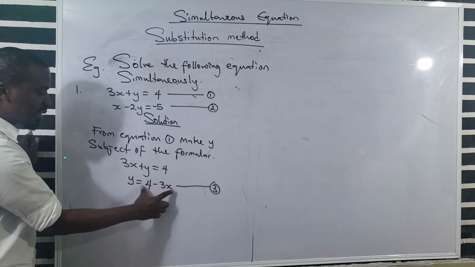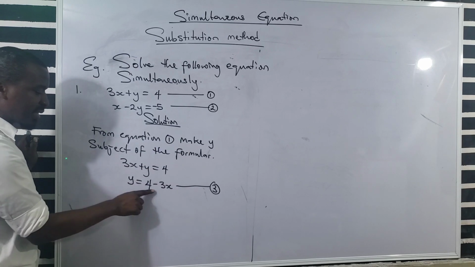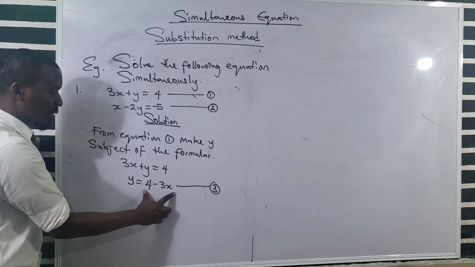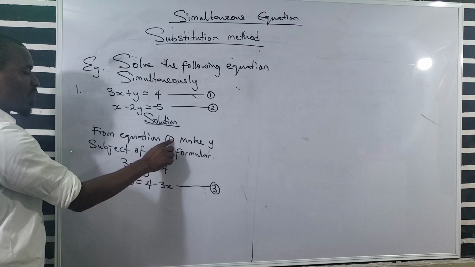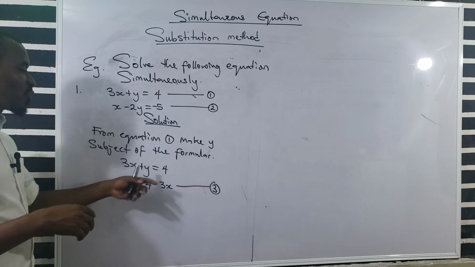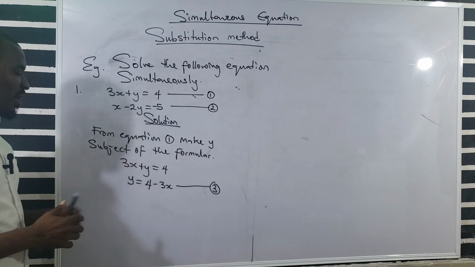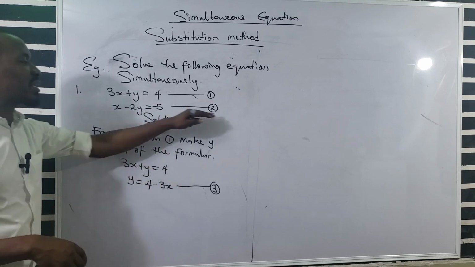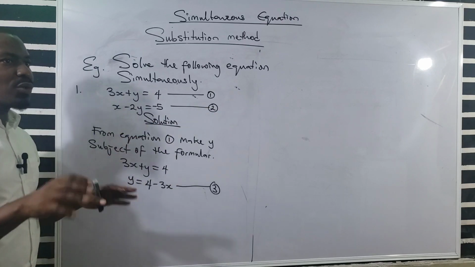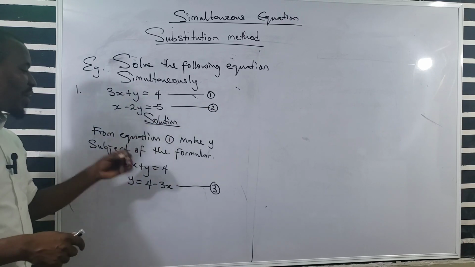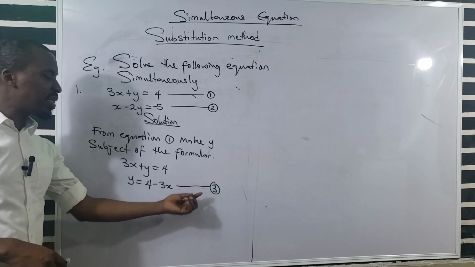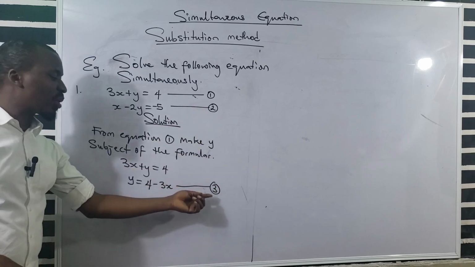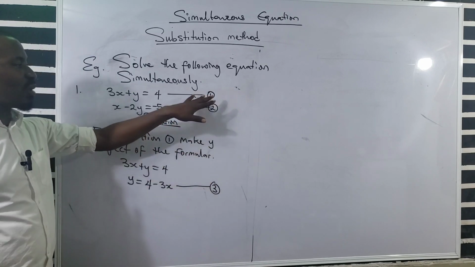This y represents 4 minus 3x, and you cannot put it back in equation 1, because we got it from equation 1. So what we do is put it in the other equation, which is equation 2. That means when you get equation 3 from equation 1, you put it in equation 2. When you get equation 3 from equation 2, you put it in equation 1.